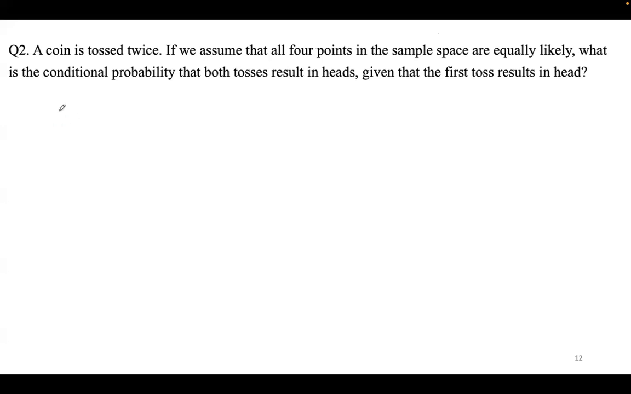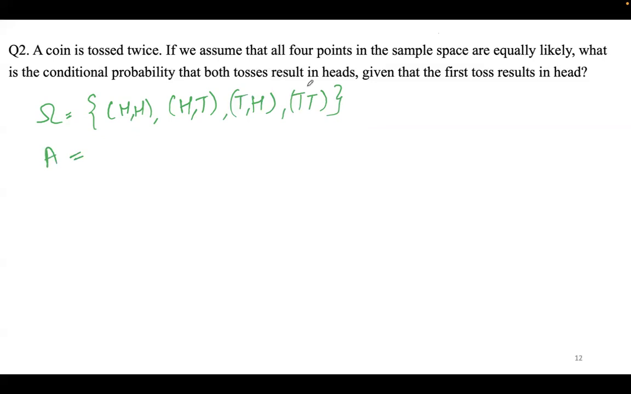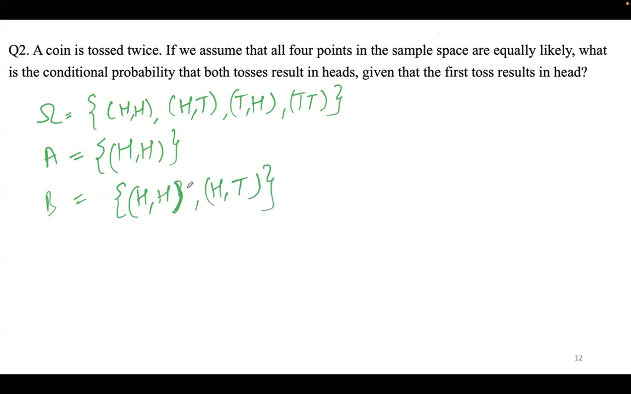So, for example, your sample space is heads heads, heads tails, tails heads, tails tails. If any of you know the answer, you can already let me know, but I'll anyway show the working alongside. So again, the event A that you're looking at is both result in heads. This is what you are looking at. And let's say another event B is the first toss is head. So that could be this and this, right?